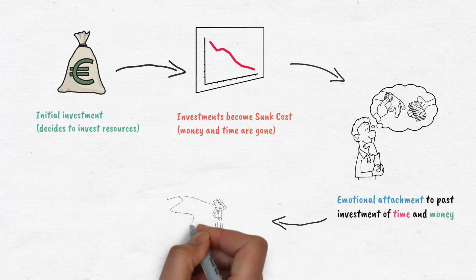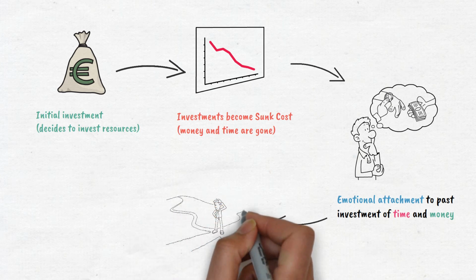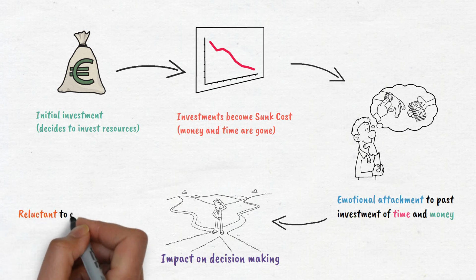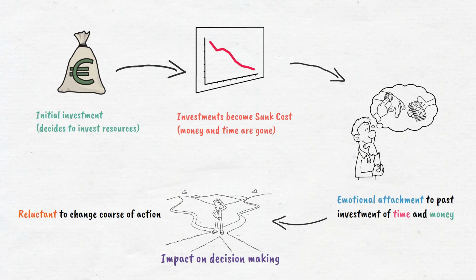This emotional attachment can make it difficult to change or abandon a course of action, even if it's causing negative consequences. People tend to focus on past investments rather than objectively assessing the current situation and future potential, which can lead to an escalation of commitment. This means people continue to invest resources in a failing project or pursuit in an attempt to recover their initial investment.